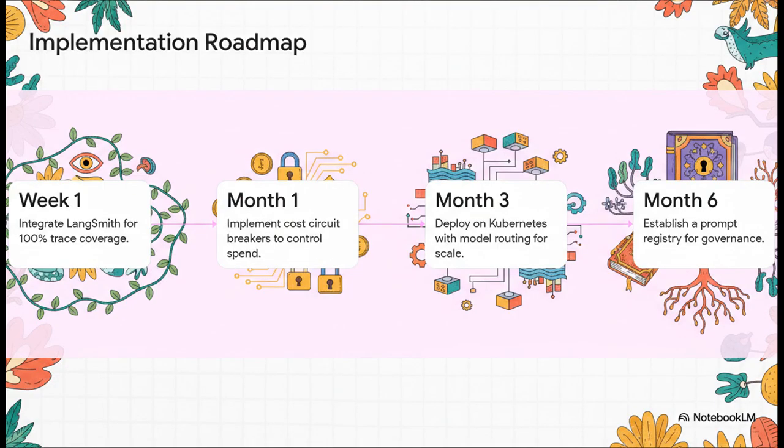In week 1, your one and only job is visibility. Get LangSmith in there so you can see everything. By month 1, you've got to get a handle on the spending, so you implement cost circuit breakers. By month 3, you're ready for the big leagues, deploying on Kubernetes with model routing to handle real scale. And by month 6, you're establishing a full prompt registry for proper governance.